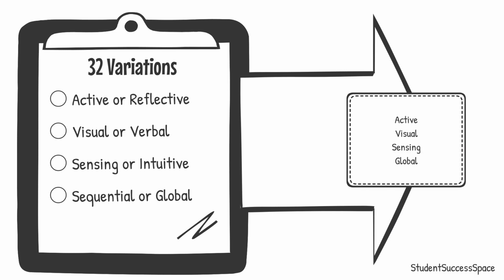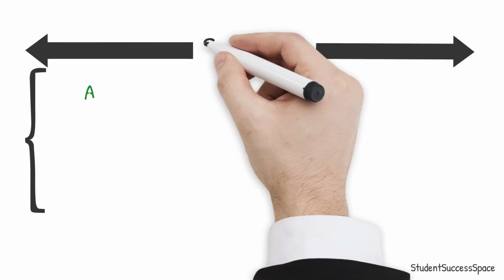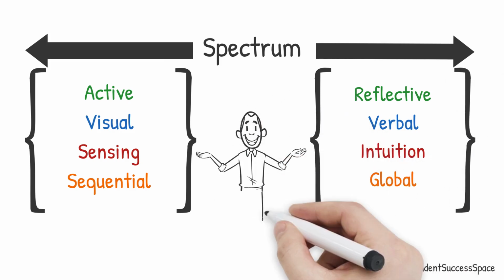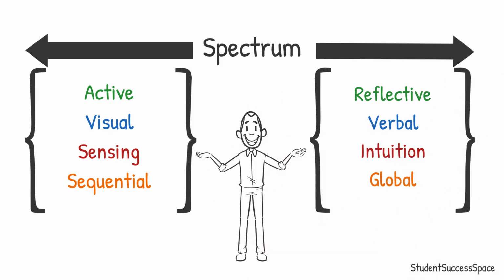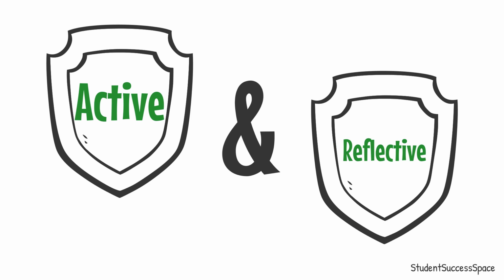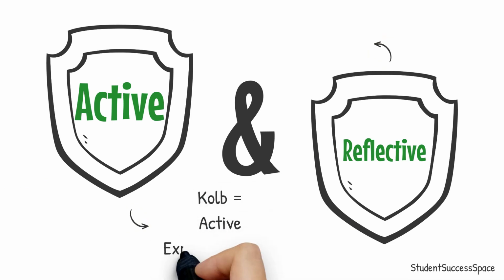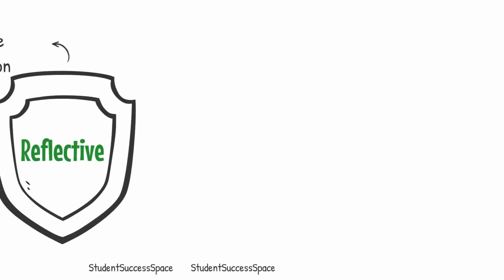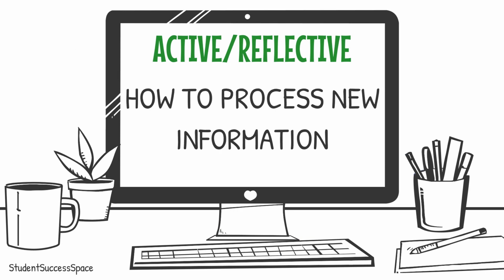sensory/visual/active/global. It is important to remember that although everyone has a preference toward one end of the spectrum or the other, everyone will use both sides at times. This continuum, active and reflective, is based on the works of Kolb, who called them active experimentation and reflective observation. The active and reflective preferences address how learners process new information.